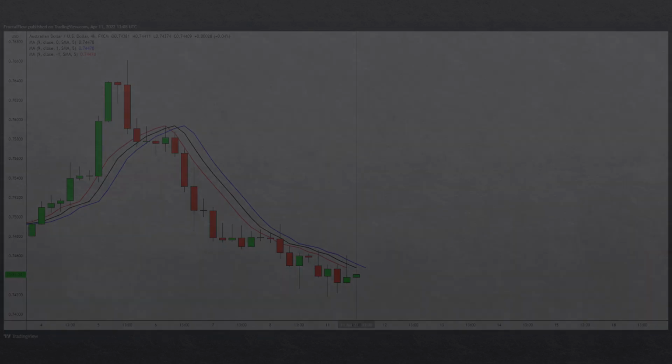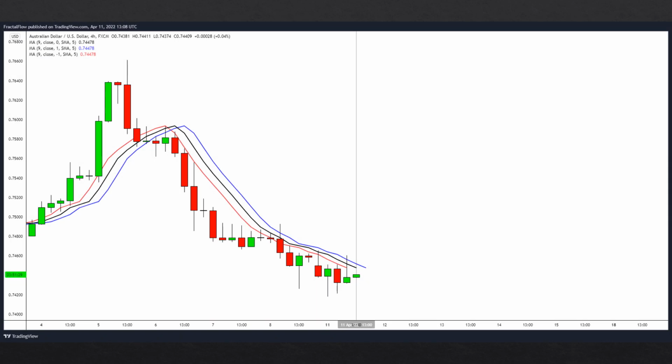In this chart, we have three different MAs of the same type and the same length with the same source, but with slightly different offsets. The black MA has an offset of 0, meaning that the last value is plotted on the current bar marked by the vertical line. The blue MA has an offset of positive 1, meaning that it is shifted one bar into the future. And the red MA has an offset of -1, meaning that it's shifted one bar into the past.